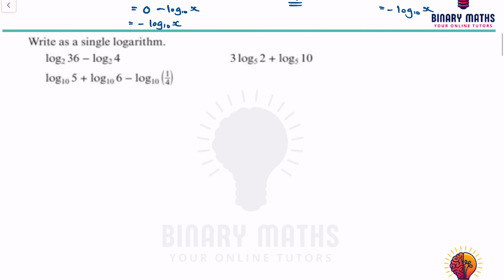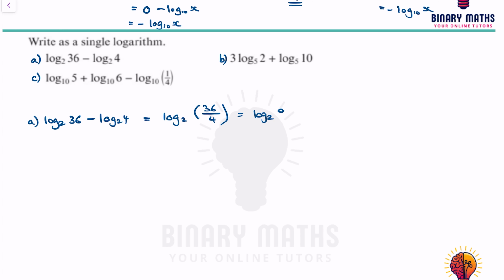Okay, let's look at simplifying as a single logarithm. Let's call these a, b, and c. So for a, we've got log base 2 of 36 minus log base 2 of 4, which is the same thing as log base 2, because the bases are the same, of 36 divided by 4. 36 divided by 4 is just 9. And 2 to the power of something is 9 cannot be solved easily without a calculator, so you can leave it as an exact value like that.